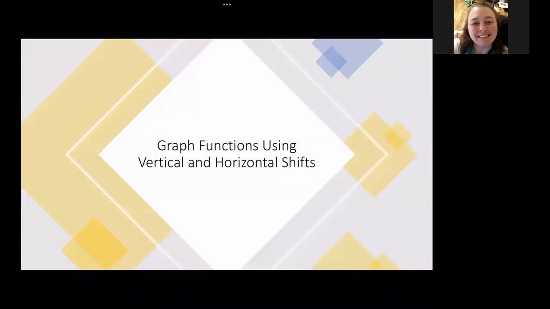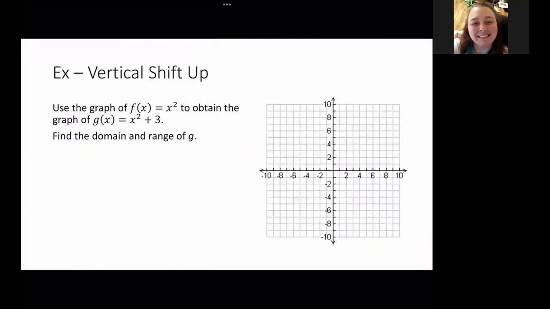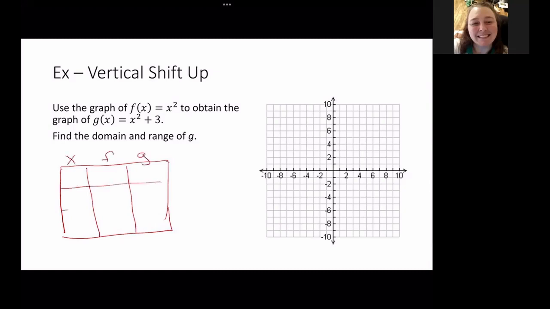The best way to go about actually looking at this is to do an example. So here's our first example. We've got a graph of f of x equals x squared, and we're going to use that to get the graph of g of x equals x squared plus 3. After we do that, we're going to find the domain and the range of g. So let's first start by making a table and looking at some points on the graph. Let's do x, let's do f, and let's do g.